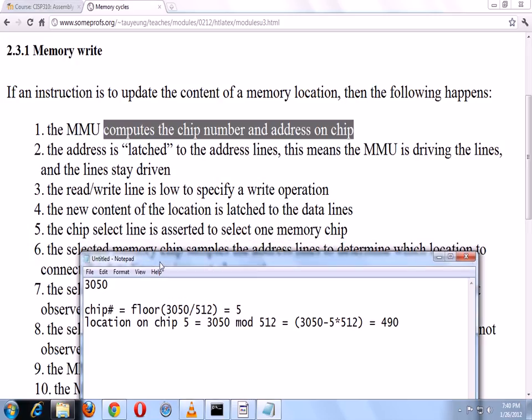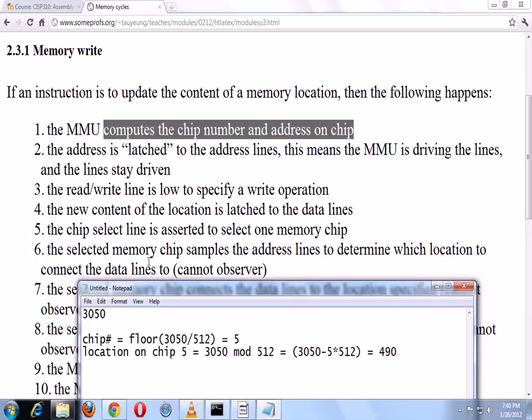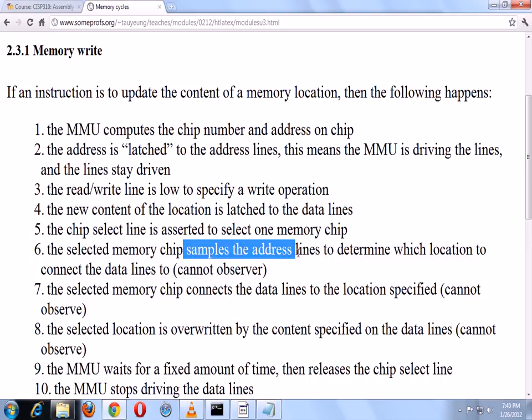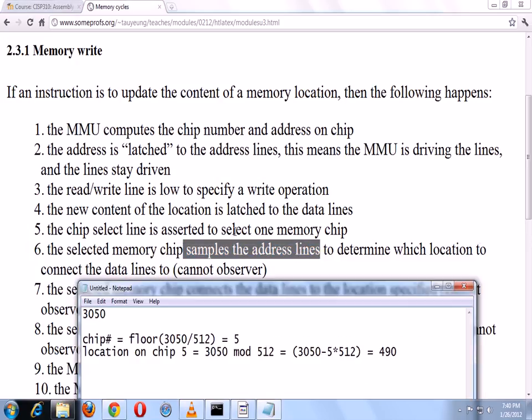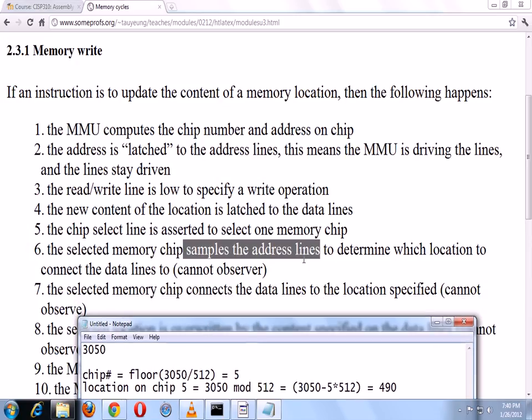Chip number 5 is the only one that has to pay attention now. The selected chip will now say, oh, okay, I guess I am the one who has to do something. So the memory chip will now sample the address lines. In other words, only at this point, the memory chip will say, okay, now I'm paying attention to the content that is already on the address line. In this case, it is 490 expressed as a binary number. So from that, it can determine which location will receive the new content.